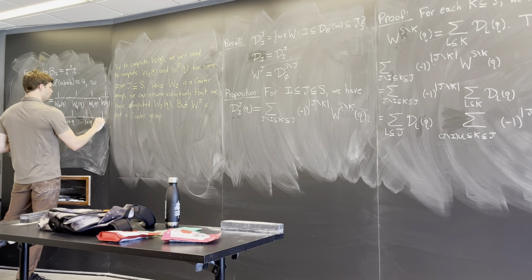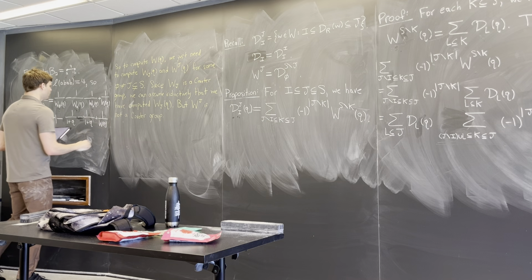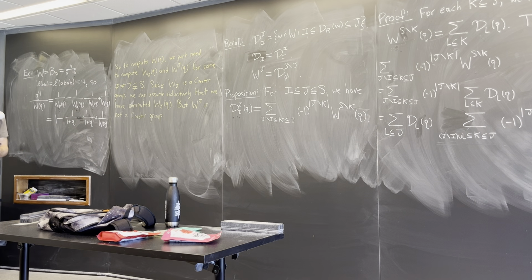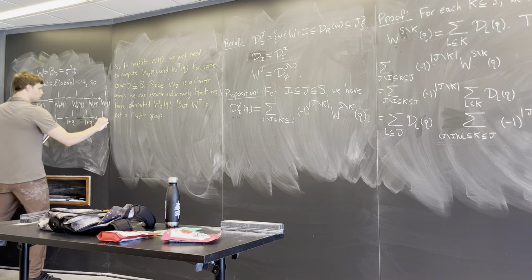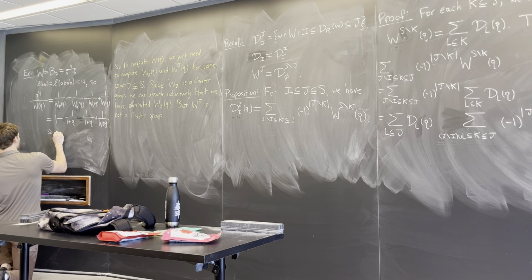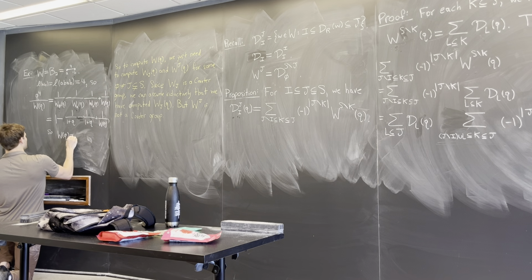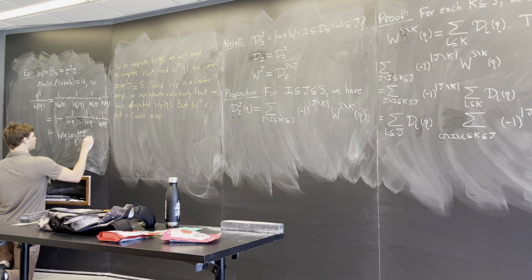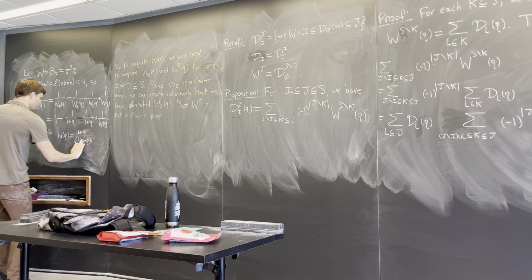And then this is 1 over W of Q. But now we can solve for W of Q. I think what you end up getting is that W of Q is 1 plus Q divided by Q to the 4th times 1 minus Q. Or sorry, maybe Q minus 1.